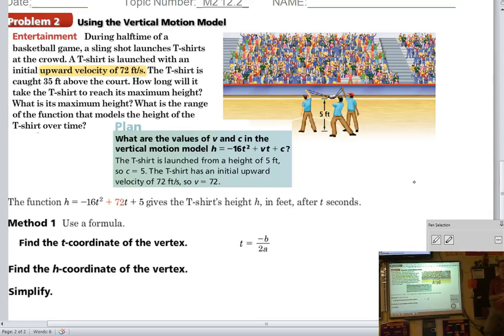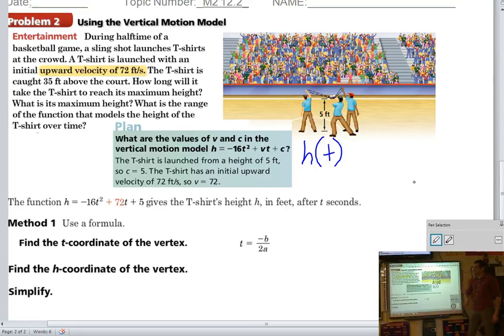When we model things dealing with gravity, almost always the x value is our time. So we model this because I've been given feet per second. The gravity that I have to use has to be the negative 16. So this is where you have to be specific, whether it's negative 16 or negative 9.8. It says t-shirt launched from a height of 5 feet. So C is going to be 5. And it has an initial upward velocity of 72 feet per second. So V is 72.